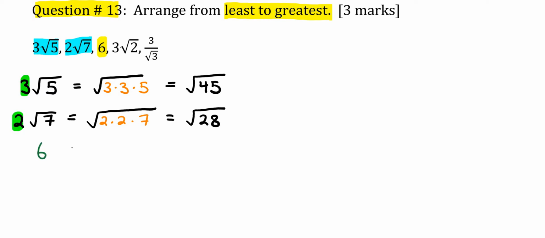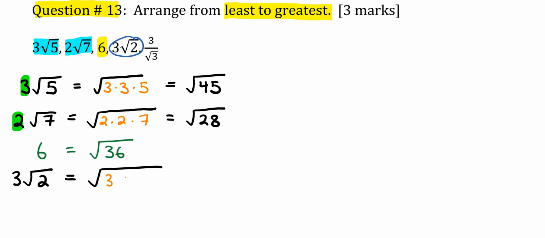When you have a 6 here, if you want to change this to a radical, 6 is the same thing as root 36. Sometimes you need to change the number into a radical, so root 36 would work. After that, I have 3 root 2. Let's change that back into an entire radical. That's going to be 3 times 3 times 2, and 3 times 3 is 9, and 9 times 2 is 18. So root 18 on that one.